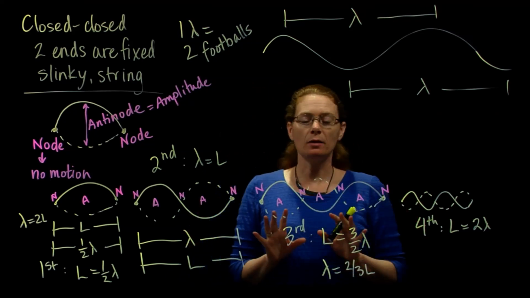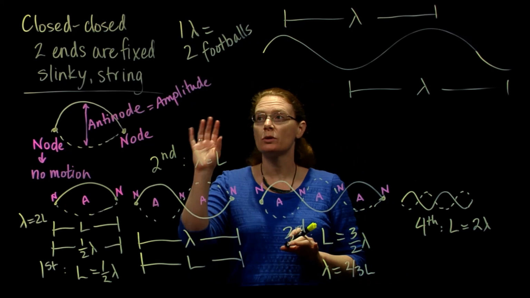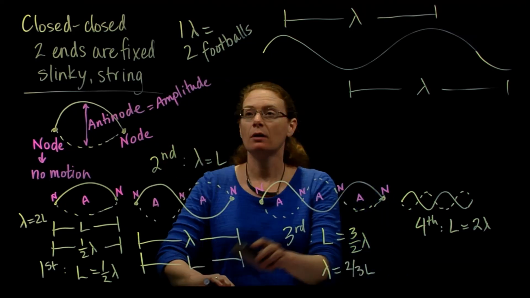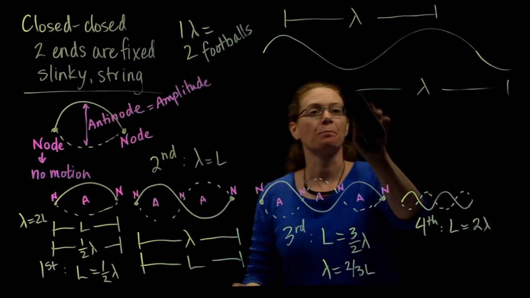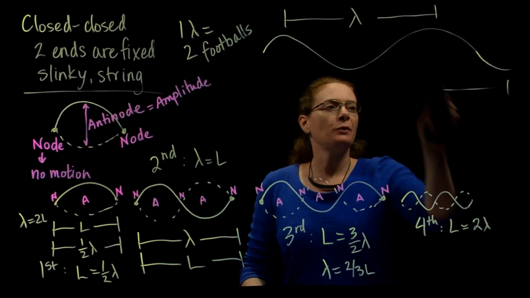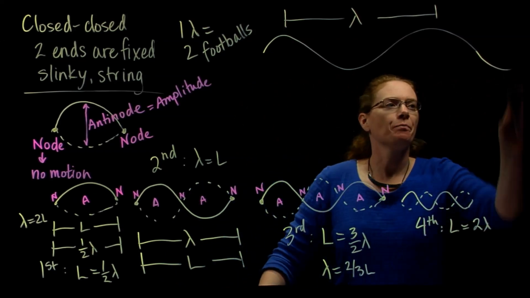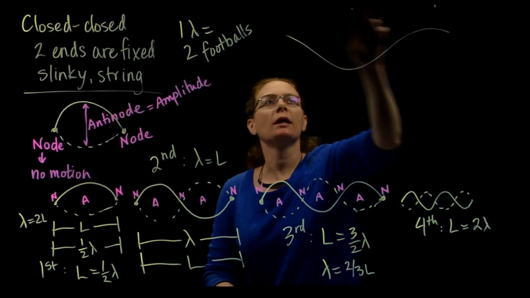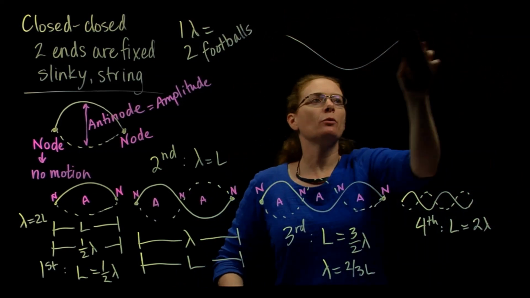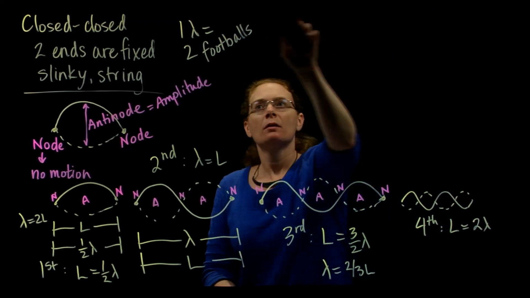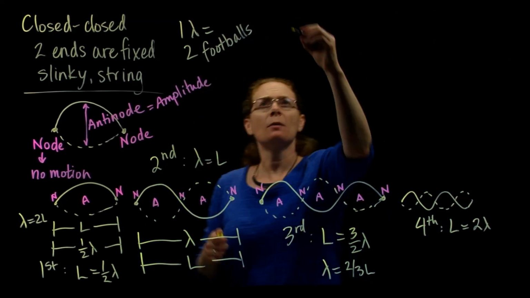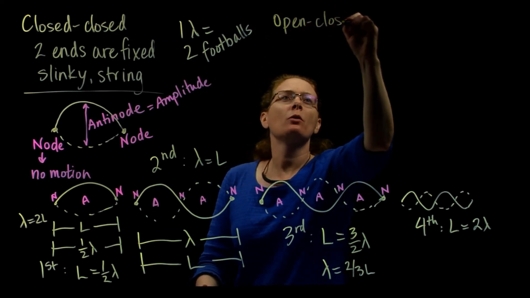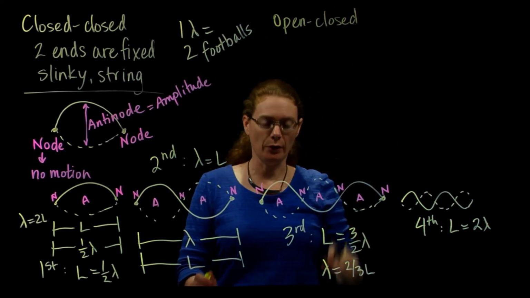So that's the basic system for a closed standing wave. Now we also have other types of standing waves that we can do. So what if the ends are not fixed? What if we're not dealing with a slinky or a string, but we're dealing with, let's say, a whistle? So a whistle is an open-closed system for standing waves.